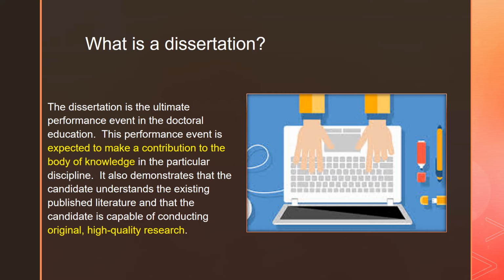What is a dissertation? Well, as the definition on this slide tells you, the dissertation is the ultimate performance event in the doctoral education. All doctoral students in most programs must write a dissertation. It is the largest piece of literature you will ever write. It is averaging at least over 100 pages long, and it has different parts to it that will help make a contribution to the body of knowledge in the topic that you want to write about. It also talks about your understanding of published literature, and you're able to contribute to original high quality research.